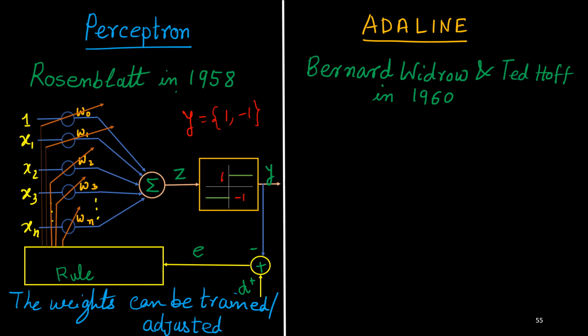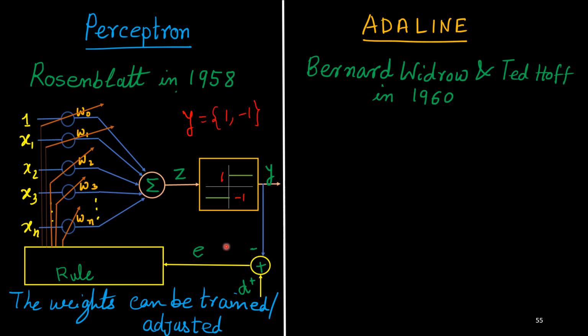And for this feature vector, I should have one corresponding desired output, that is your D. From this model, we want to get the same output Y. So Y should be equal to D. If there is any difference, that is the error. So E is the difference between D and Y.